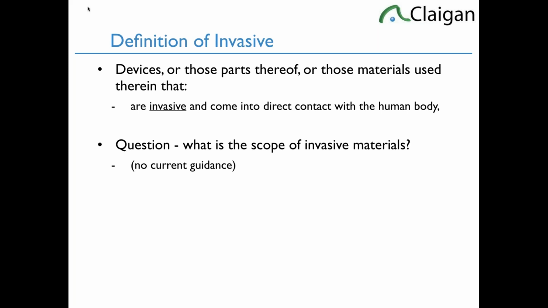Somebody asks, is it at the part level? It says material. So materials are the level: those that come in contact, are invasive, and come in direct contact with the human body. What's the scope of invasive materials? There's no current guidance. So how do you handle this imperfect situation? By the way, imperfect should be the catchword of compliance for MDR. It's imperfect, but you have to do the right due diligence.